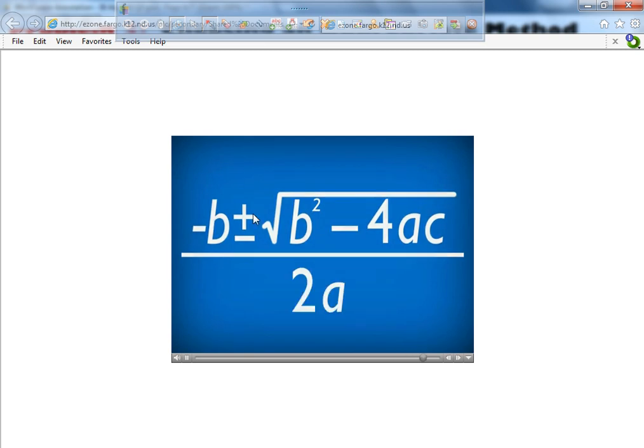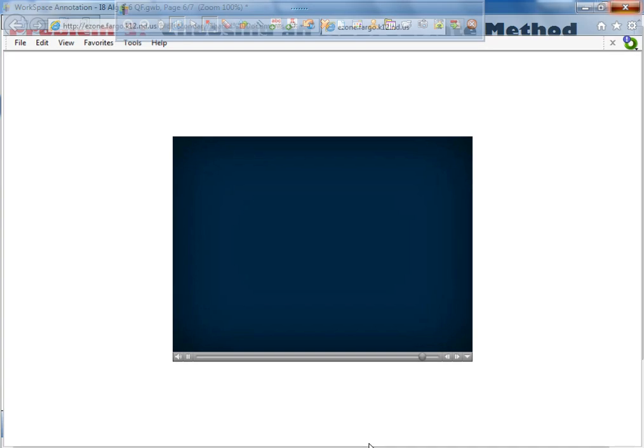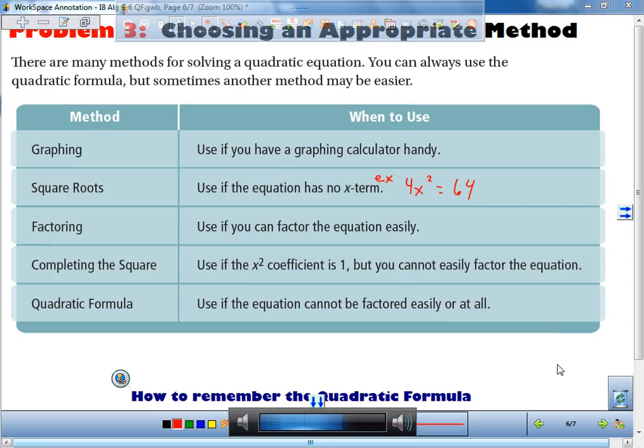Okay, so it's kind of elementary. It's the Pop Goes the Weasel song, but with the quadratic formula. And it does help you remember it because it puts it into a little hymn. So it's a little bit easier to remember.